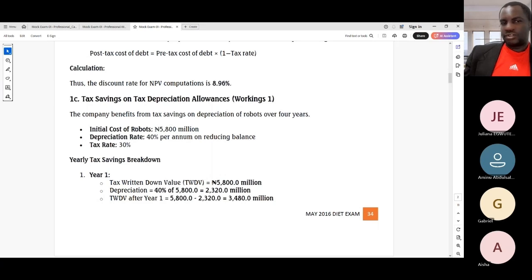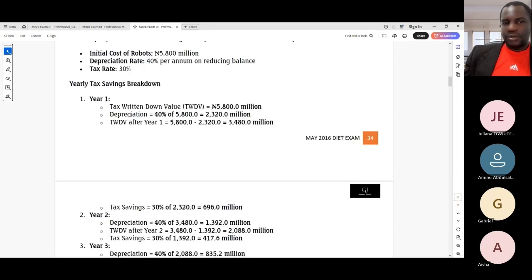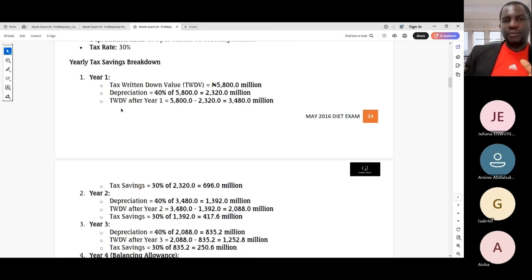This is the initial cost. This is the depreciation rate. This is the tax rate. So now for 4 years, you do the TWDW. I remember all these things when I was writing it. It was really a problem in tax. But then if you don't sit down and practice computing it, you won't be able to navigate it and get it. So it's practice. The depreciation amount and the tax written down value.